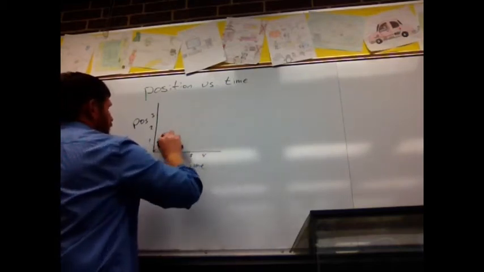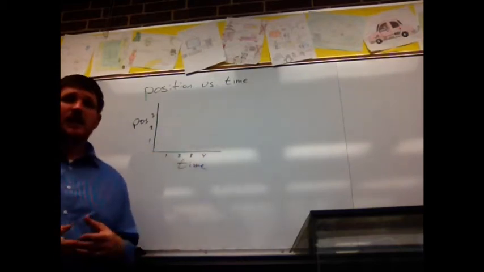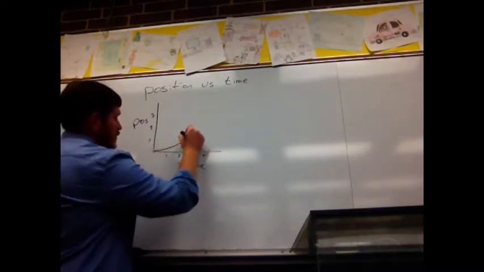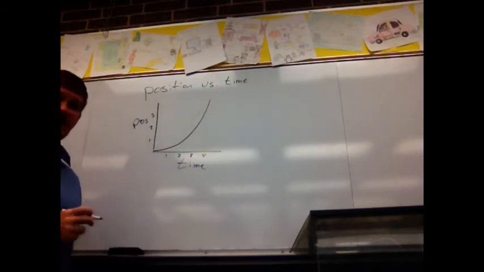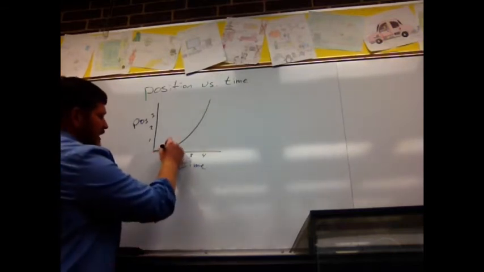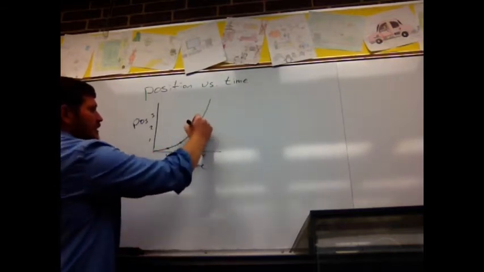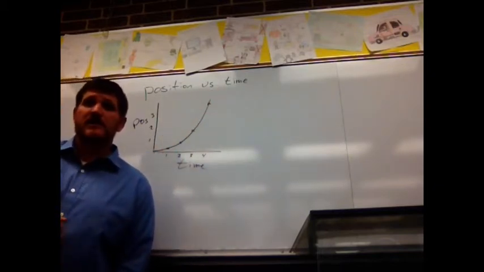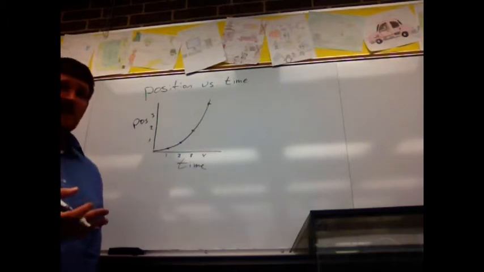Now, if I've got a curve, that's telling me that I'm accelerating. Okay, so at 1, I'm here. 2, I've got a little bit further. 3, pushing it, and 4, all the way up here. Okay, so if I look at that, that's going to show me that, hey, I've got an acceleration curve.